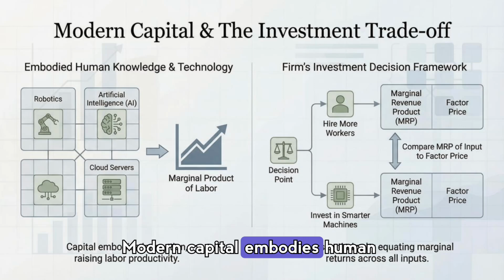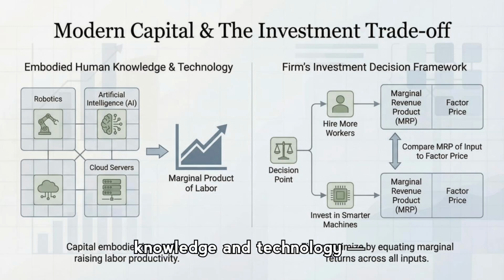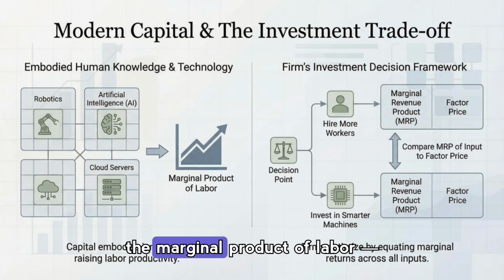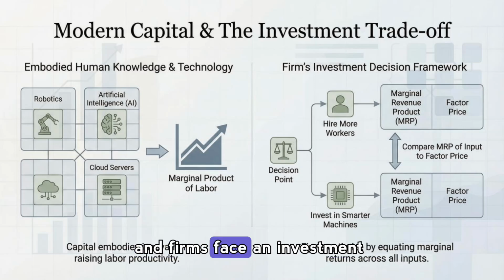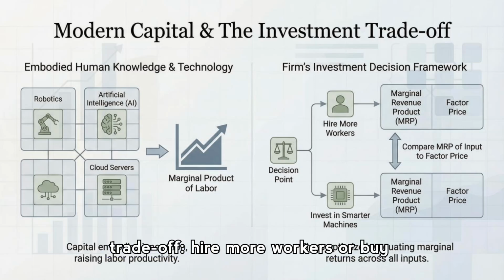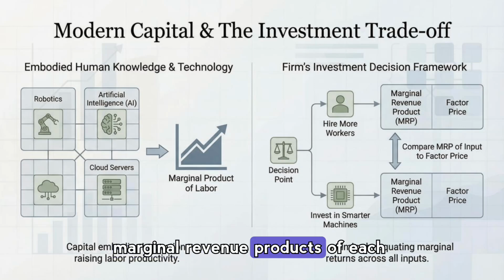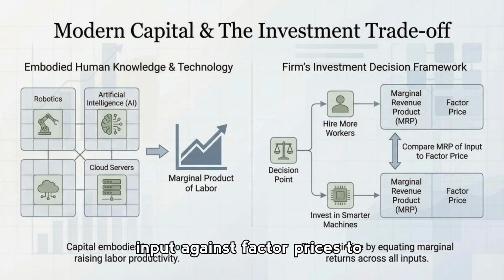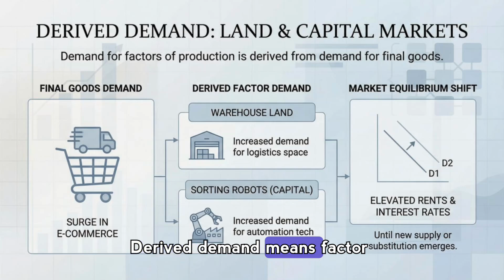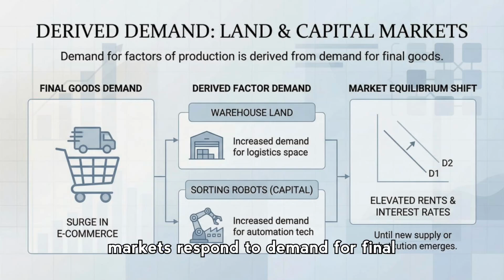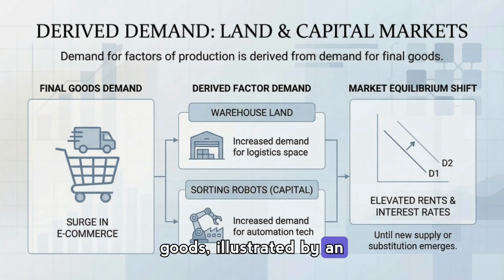Modern capital embodies human knowledge and technology. Robotics, AI, and cloud servers boost the marginal product of labor, and firms face an investment trade-off: hire more workers or buy smarter machines, comparing marginal revenue products of each input against factor prices to optimize returns.